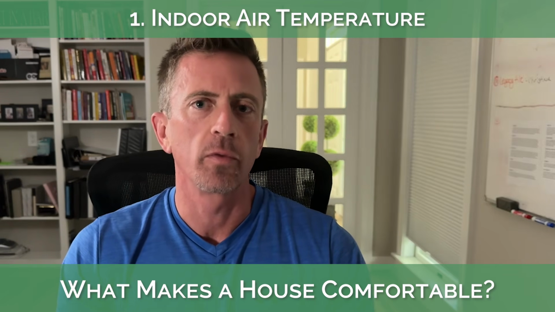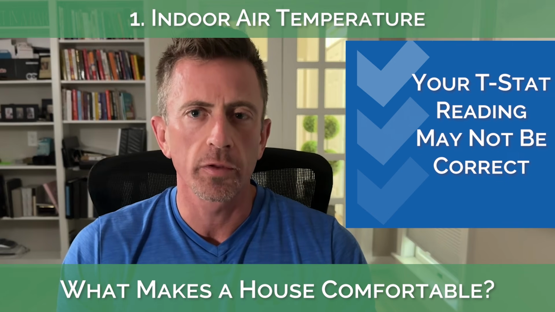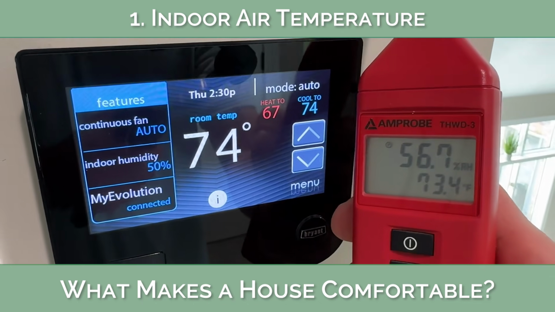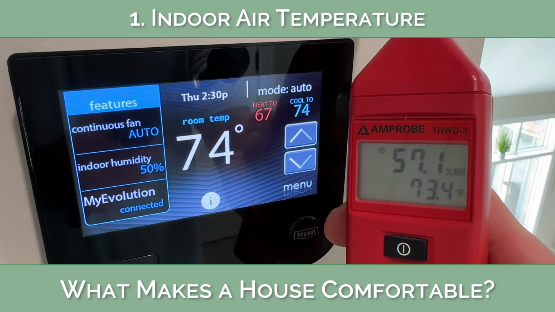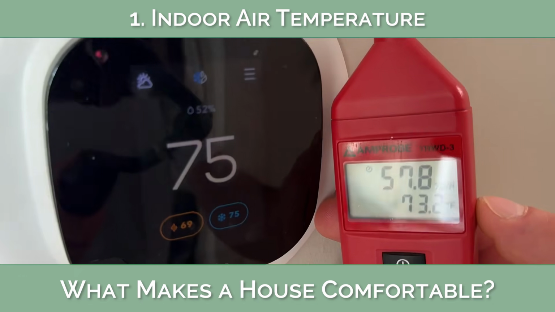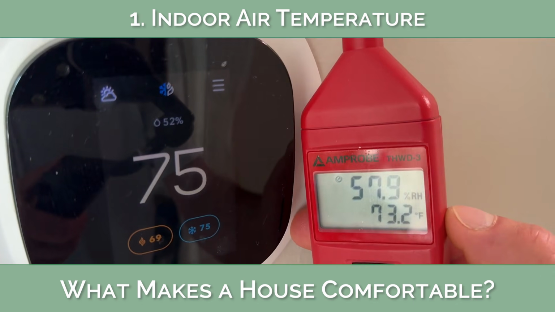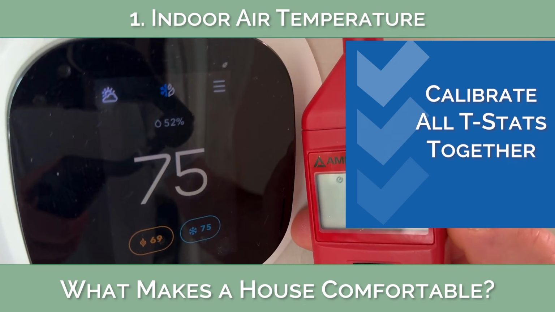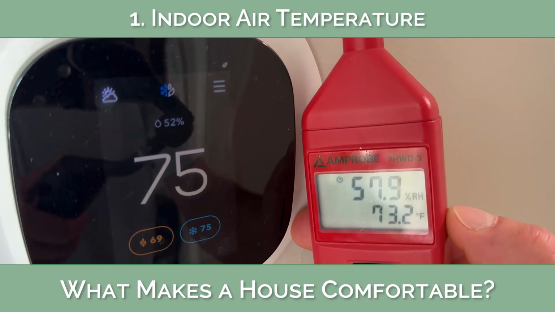Here's another curveball for you. The temperature showing on your thermostat could simply be inaccurate, either showing you a temperature that's higher or lower than the actual air temperature. This is where it's useful to have a simple tool like an air temperature meter to be able to compare your thermostat reading to, and if you have more than one thermostat in your house, you should calibrate all the thermostats based on what your separate air temperature meter reads.